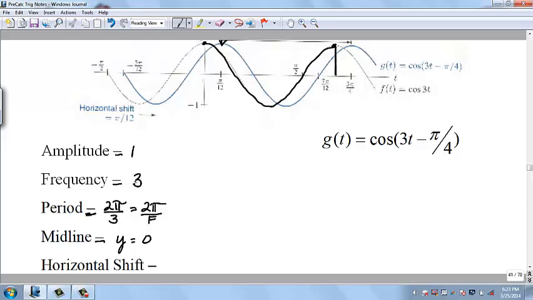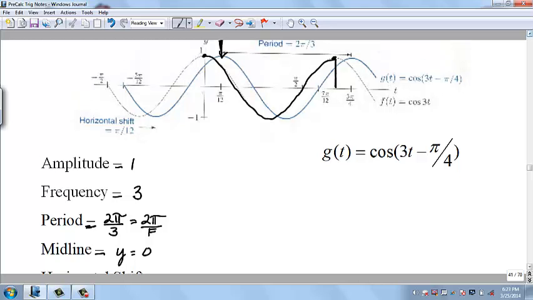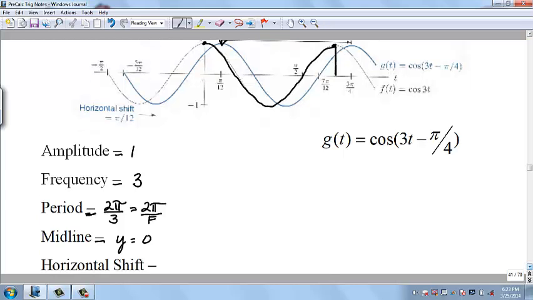Now, we're not going to do the horizontal shift and the phase shift right yet. I want to show you how we're going to come up with it, though, and how we'll come up with this new formula. The first thing is if I shift this over pi over 12. So let's come up with the first formula here.